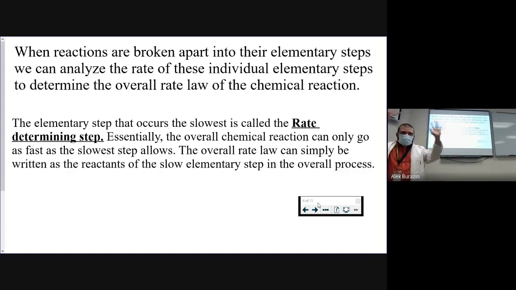The overall process can only go as fast as the slowest step. That makes sense, right? You couldn't go faster than the slowest one allows you to go. So it's called the rate determining step. We use the slowest step to figure out how fast the overall process can go, because that's the one that limits the rate.